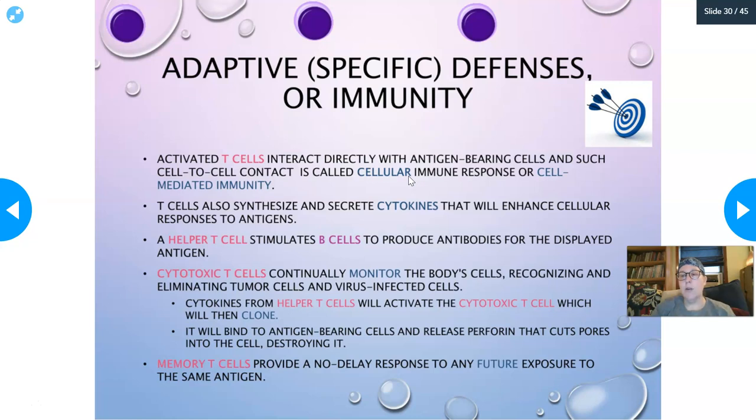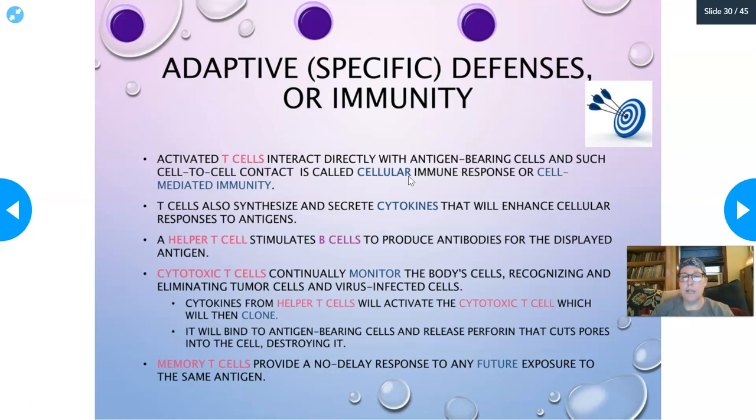There are subcategories of T cells. You have a helper T cell, which stimulates your B cells to produce antibodies. We're going to cover B cells here in just a second. And those antibodies will be specific to that antigen that was presented to that T cell, right? And then the helper T cell can also activate your cytotoxic T cells. The cytotoxic T cells continually monitor the body cells, recognizing and eliminating tumor cells and virus-infected cells. So it's looking for the cells that have been affected either by cancer or by the pathogen that was recognized.